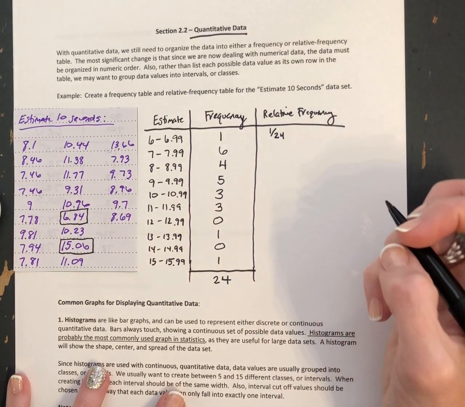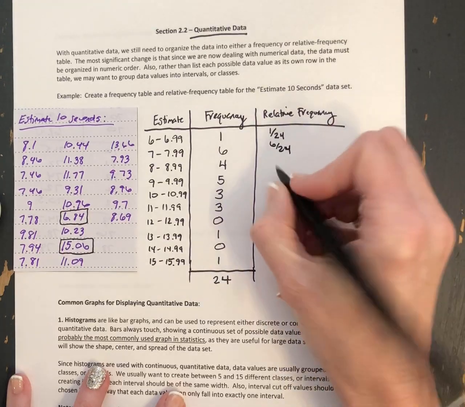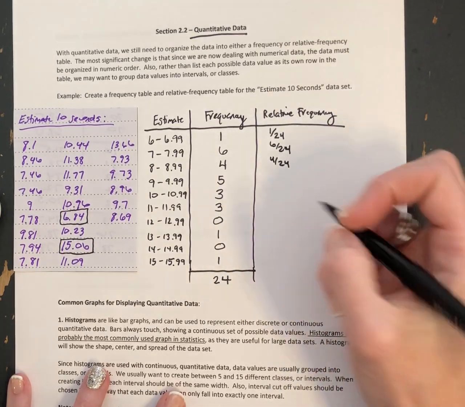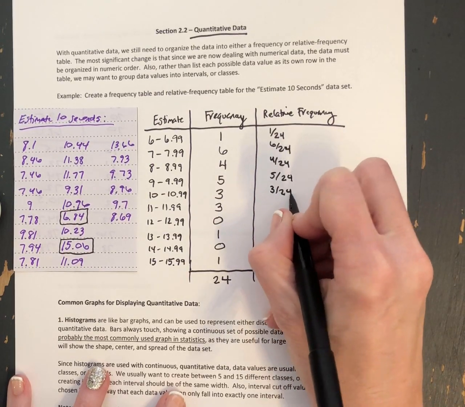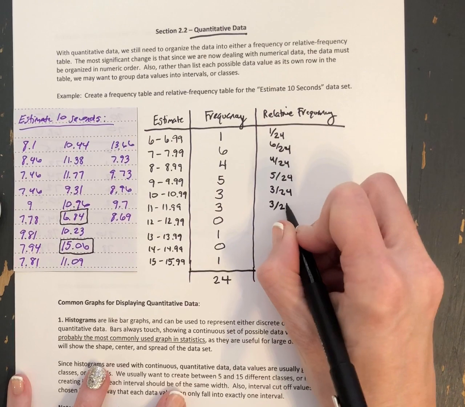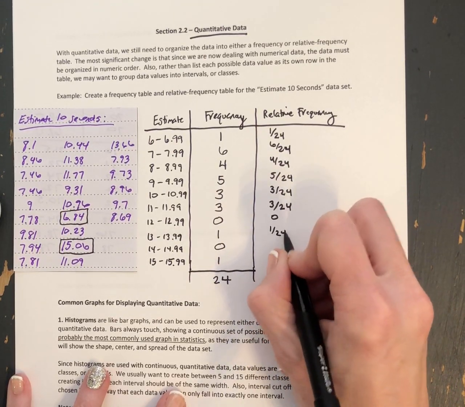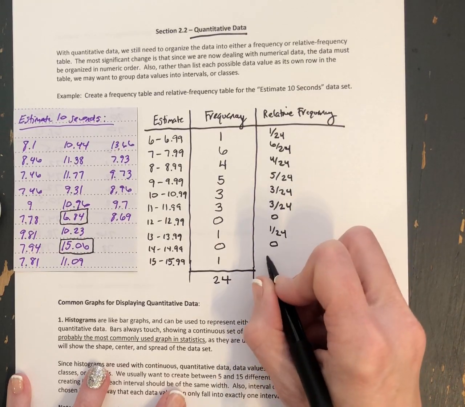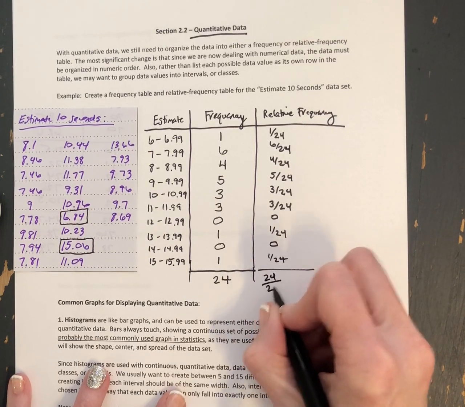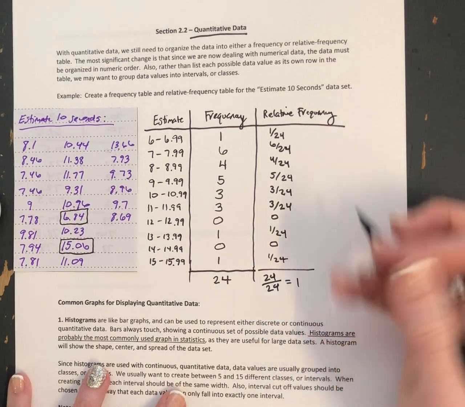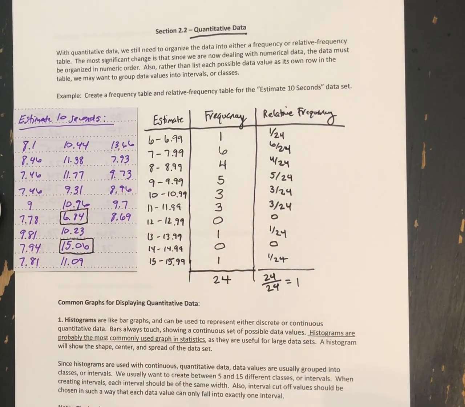So we would have 1 out of 24, 6 out of 24, 4 out of 24, 5 out of 24, 3 out of 24, 3 out of 24, again 0, 1 out of 24, 0, and 1 out of 24. Again, that's going to sum to 1, right? It might be approximate if we got decimal approximations over there, but the sum would be 1.